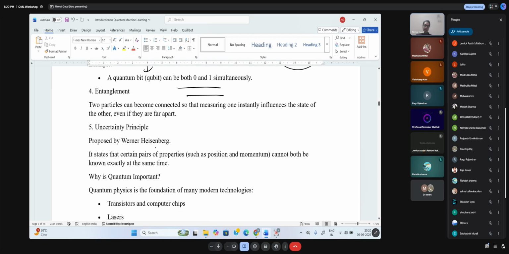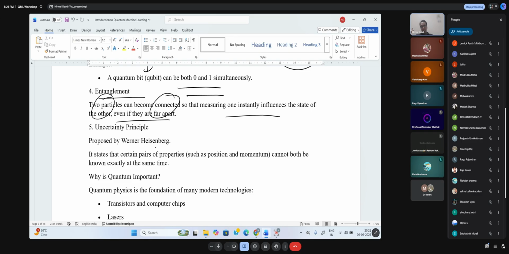Entanglement. This entanglement means two particles which are connected to each other can influence the state of one another, even if they are far apart from each other. So there could be influence in the particles also.